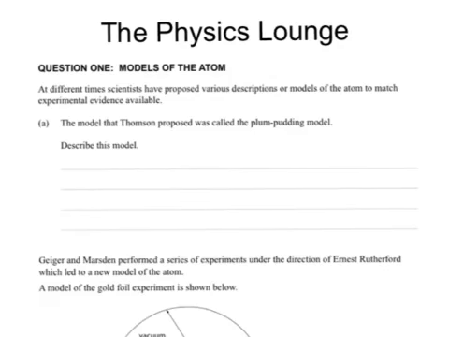So we have models of the atom. This is looking at several of the models of the atom. Okay, get on with it. At different times, scientists have proposed various descriptions or models of the atom to match experimental evidence available. The model that Thomson proposed was called the plum pudding model. Describe this model. Okay, you can draw a picture and label the parts, I guess.